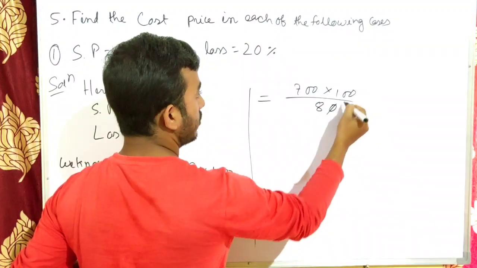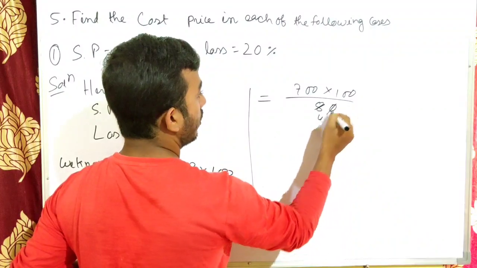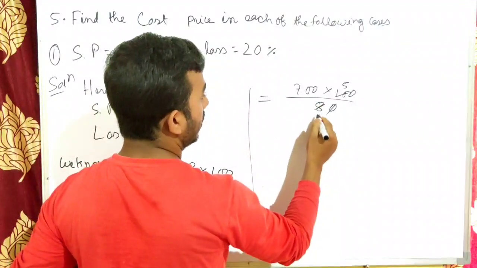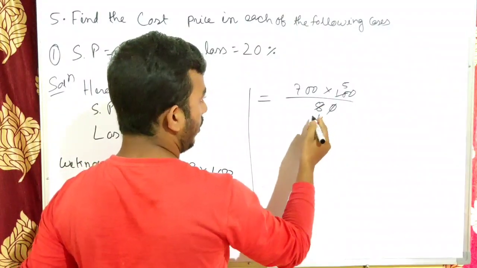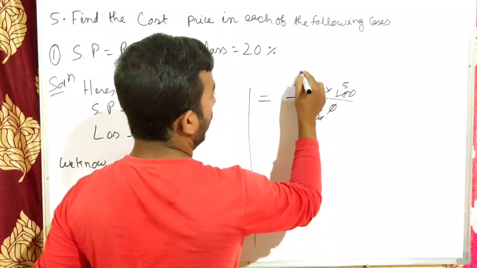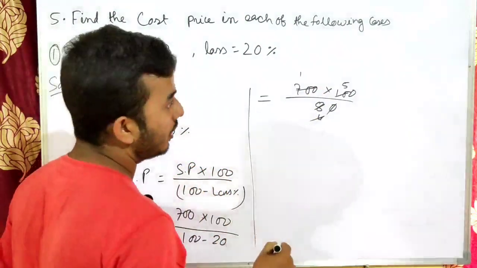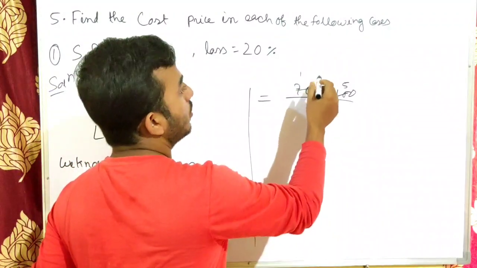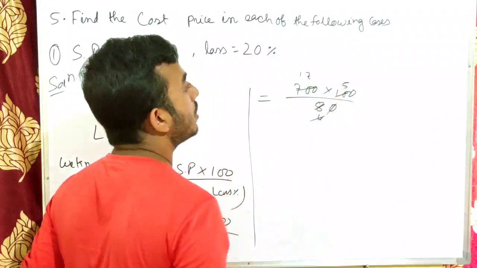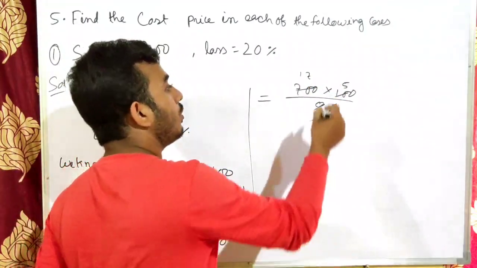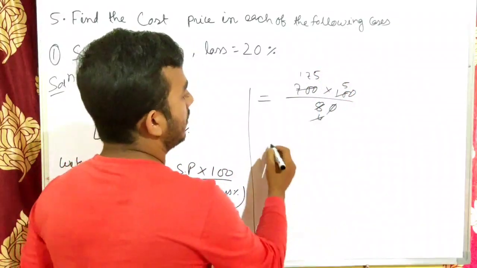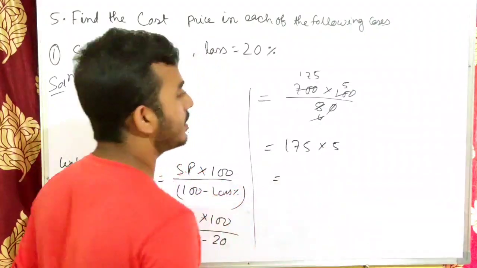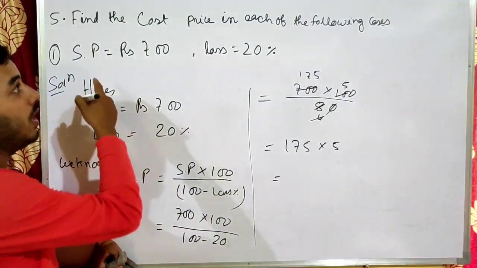80. So we'll cancel 0 0, then 2 into 4, 2 into 5. Then again we can cancel with 4. 4 into 1 is 4. Then 3 0, 4 into 7 is 28. Then 2 left, 2 0, 4 into 5 is 20. Okay, so here what is left? 175 into 5. Now if we find the product of 175 and 5, we can easily find our required cost price.